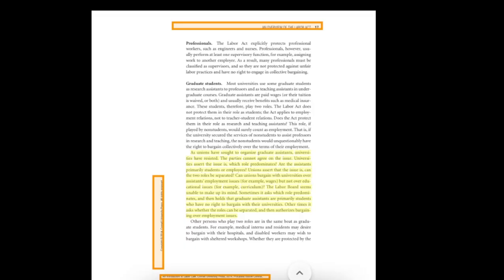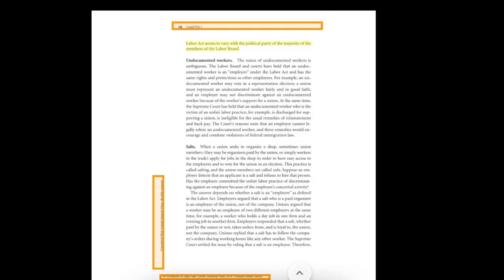The Labor Board seems unable to make up its mind. Sometimes it asks which role predominates, and then holds that graduate assistants are primarily students who have no right to bargain with their universities. Other times it asks whether the roles can be separated, and then authorizes bargaining over employment issues. Other persons who play two roles are in the same boat as graduate students. For example, medical interns and residents may desire to bargain with their hospitals, and disabled workers may wish to bargain with sheltered workshops. Whether they are protected by the Labor Act seems to vary with the political party of the majority of the members of the Labor Board.